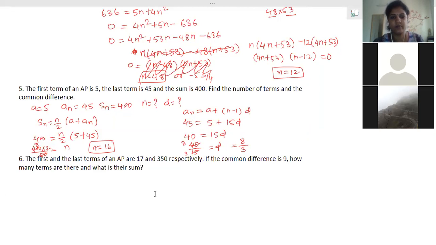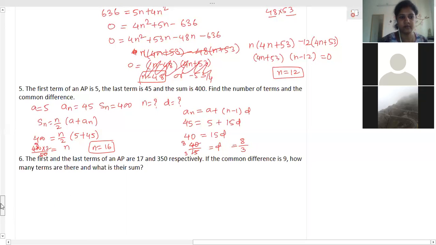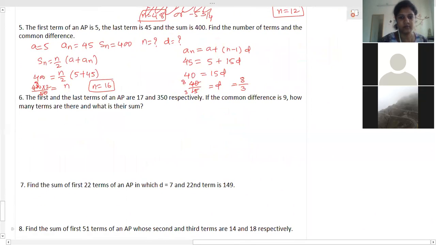Ma'am, the sixth one is N is 38 and 6973 is the sum. Yes, right. Ma'am, is the seventh one sum 1661? And I got 1661, right?